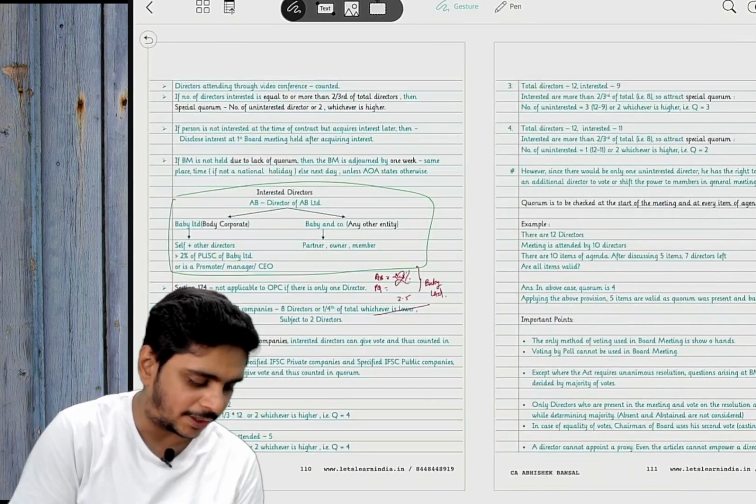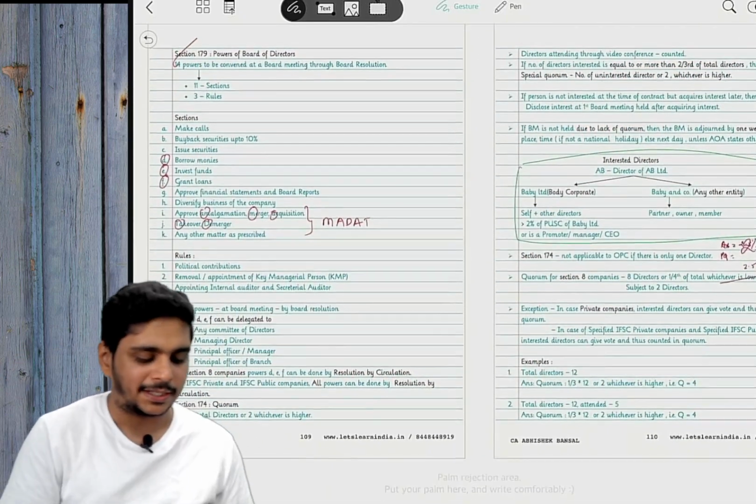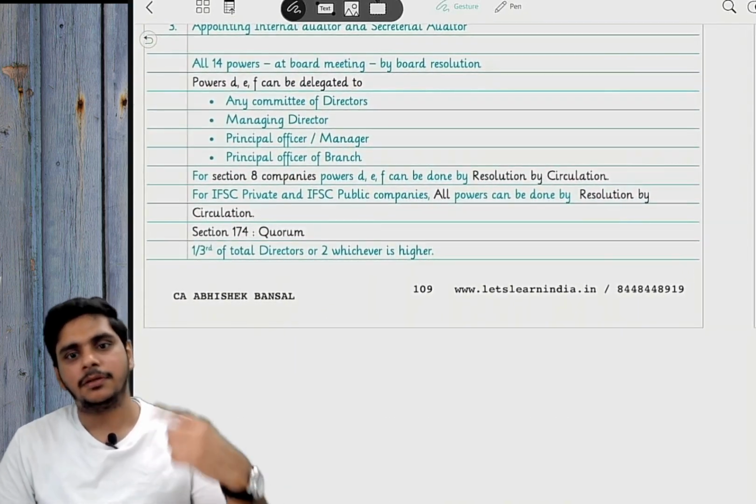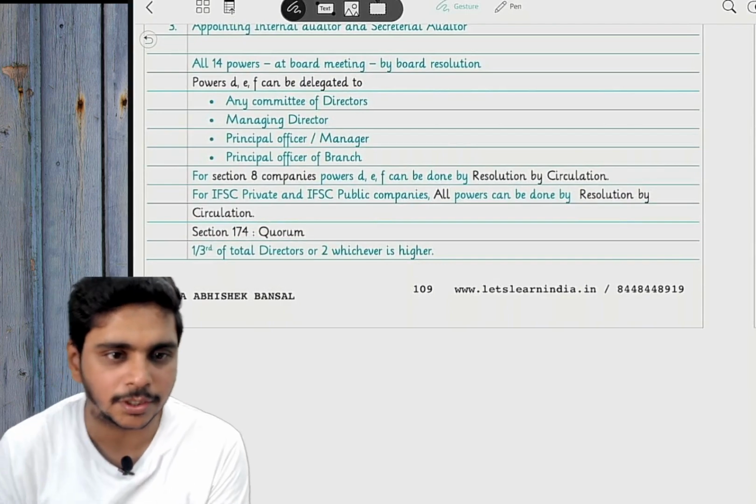Take your own sweet time and read the entire 174. It's a lengthy section. Okay, I'll scroll from the screen. In the meantime, people read from the book. Okay, take your own sweet time. Read.